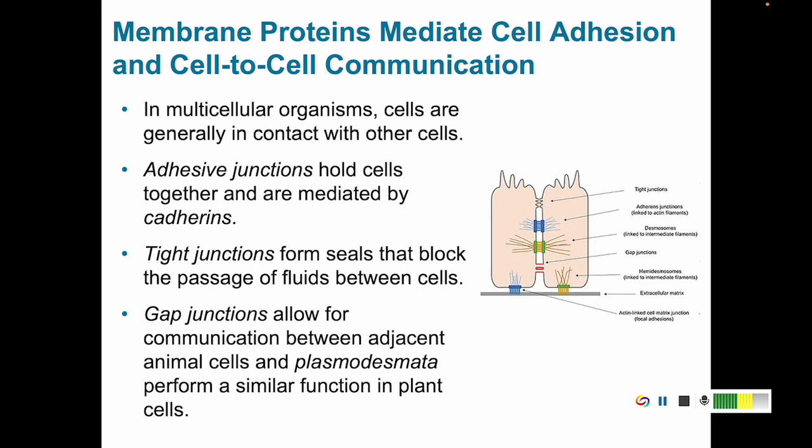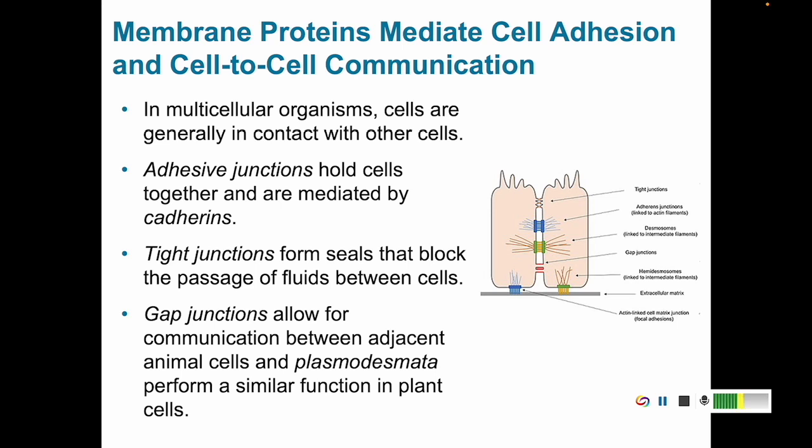Membrane proteins also are going to be responsible for cell adhesion, or having two neighboring cells stick to each other, which is key to having a multicellular organism, and also for cell-to-cell communication, so the different cells in your body can coordinate their activities. So in our body, as people, we are multicellular. Our cells are pretty much always going to be in contact with the other cells. And there are 3 different kinds of junctions that we specifically have in animal cells. There are adhesive junctions. Adhesive junctions are junctions that hold cells together. They adhere, and that's mainly because of cadherins.